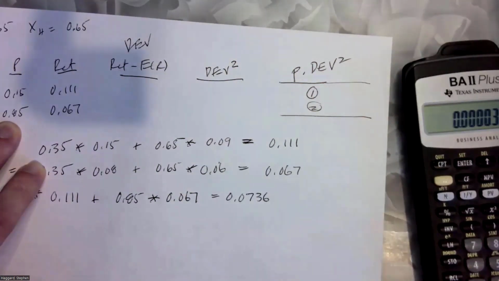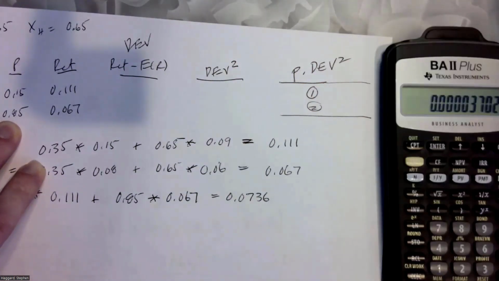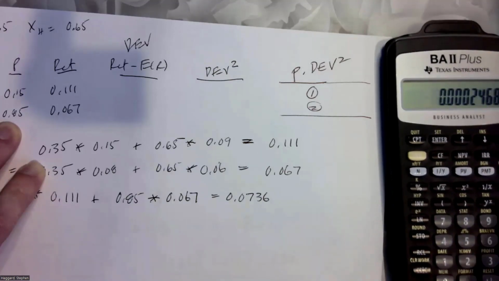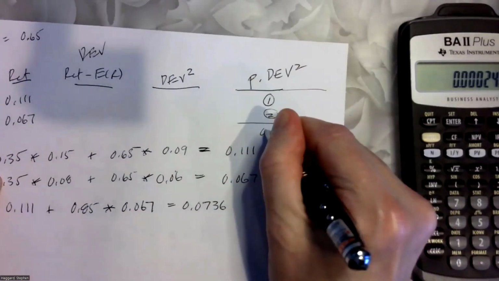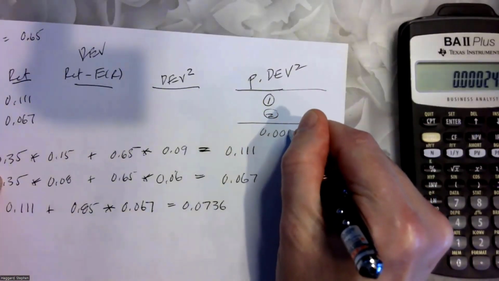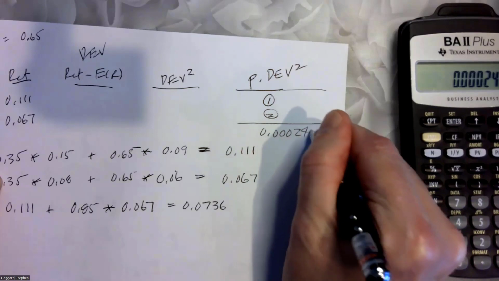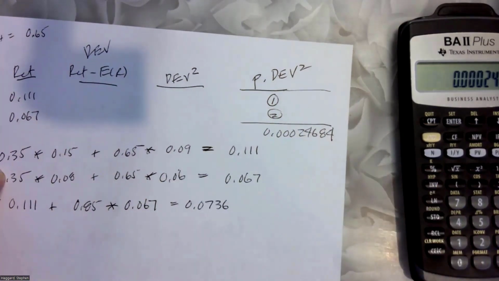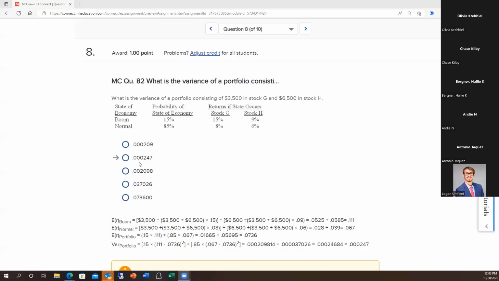Now, how am I going to get the variance for this thing? Recall 1 plus recall 2. Yeah, recall 1 plus recall 2 equals, and I'm getting 0.0002464. And if we look at their answer, they're getting 0.000247, which is the same thing that we got.